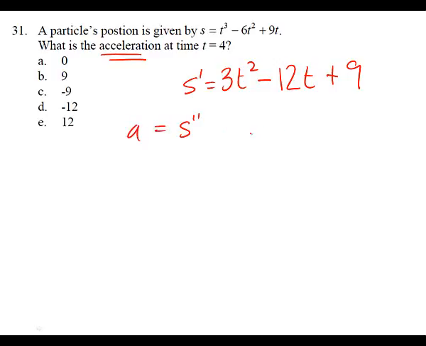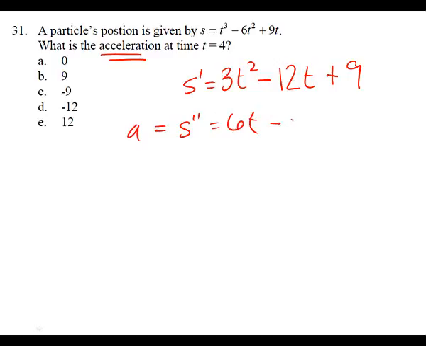Okay, particle's position is given by this function. Acceleration, what is acceleration at time t? What derivative is acceleration? Second derivative. So I've got to take the derivative of this twice. So s prime of t, or s prime equals what? 3t squared minus 12t plus 9. Good. S double prime, which is the acceleration.